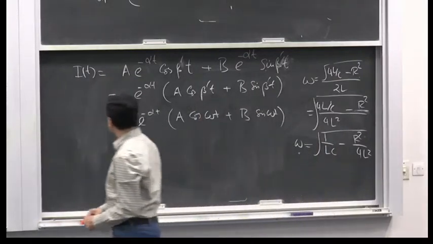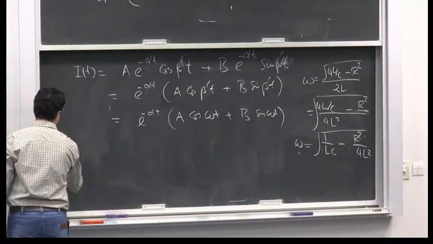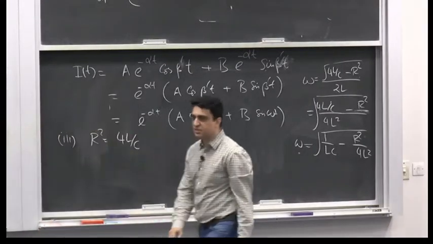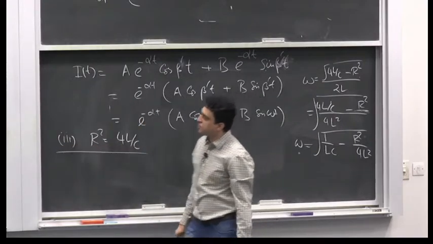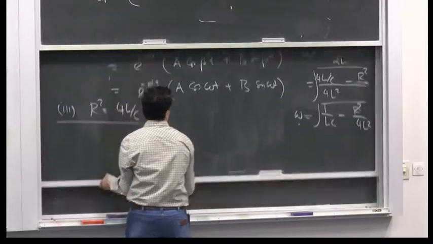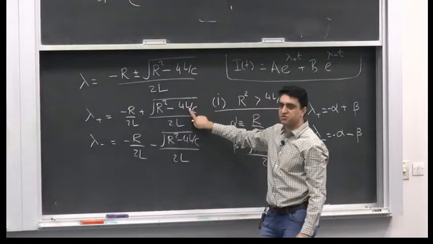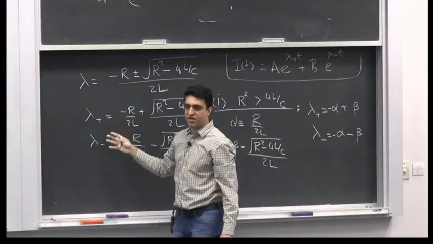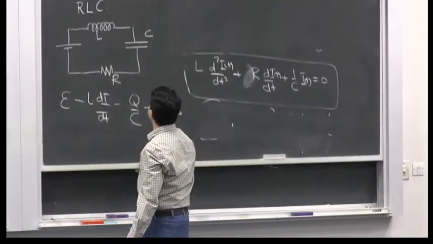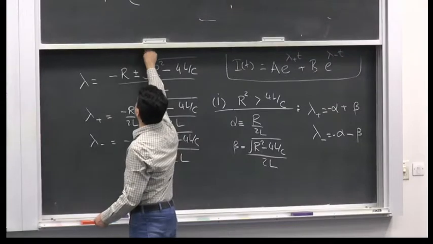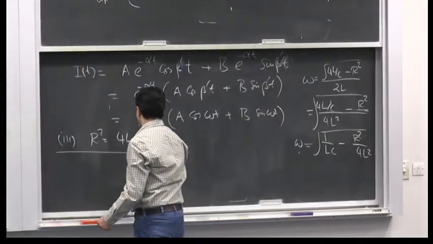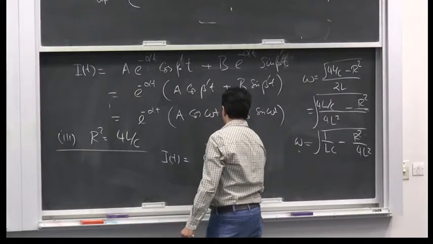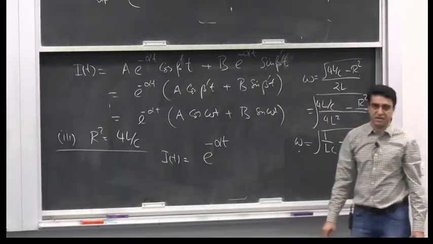So this is the second condition. What about the third condition? That R squared equals 4L by C. It's the third case. What would happen to the stuff in that square root? If R squared is equal to 4L by C, this whole thing would become 0, and you would only be left with minus R by 2L. So in this case, I of t would be equal to e raised to the power minus alpha t, because that's the only part which is left.